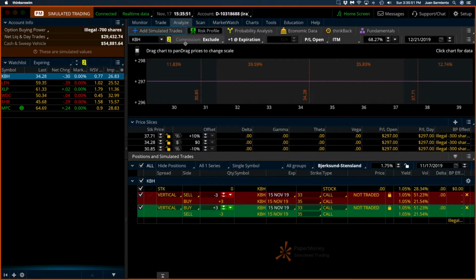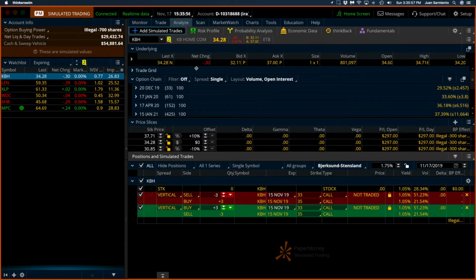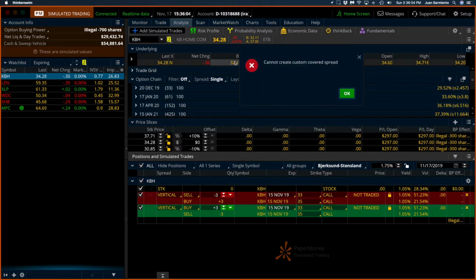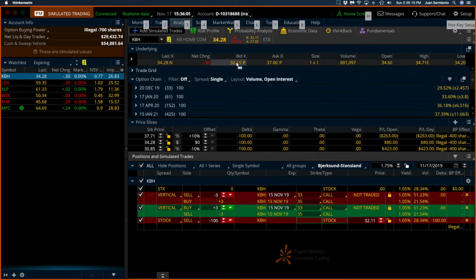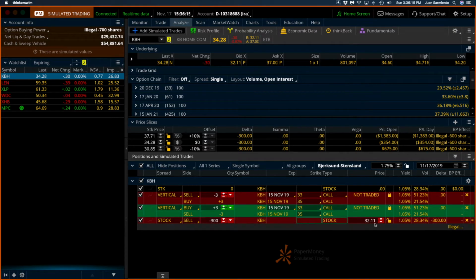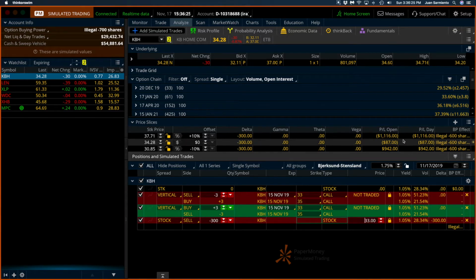Okay, and of course we don't have the assigned shares, so you need to add the short shares by clicking on the bid. You can press the control key and click 3 times on the bid. 1, control key, 2 and 3. And what price? Not 32.11. That's why we have such a price. We need to short that at 33, which is the price it actually got assigned at. And so our loss is $87.